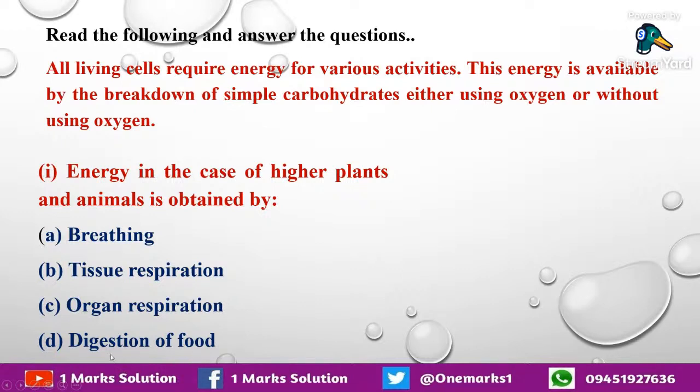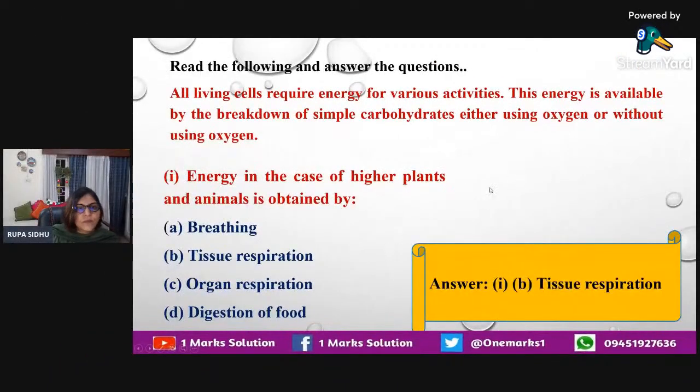Digestion of food is just breaking down of the complex food molecules into simpler forms. But then this, after digestion, is going to be absorbed into the blood and then taken to the tissues, where oxygen will be used up to break down absorbed food, and energy would be released. This is tissue respiration. So the right answer over here is tissue respiration. All right.